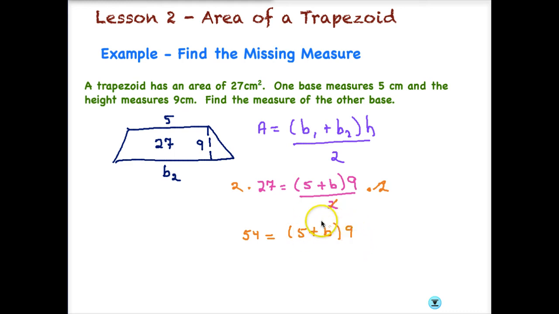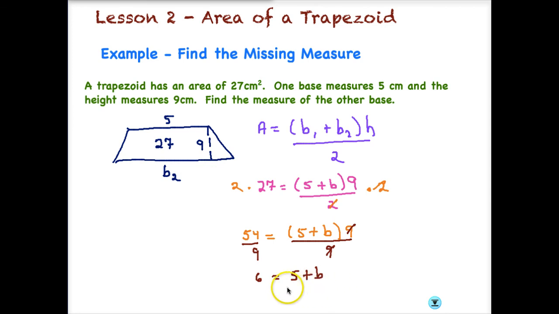Well, I can't do anything with the parentheses because I don't know b. I could distribute the 9 into the parentheses, and that's certainly one way to do this. But I find it easier just to get rid of everything around the parentheses. So now I'm going to get rid of the 9 by dividing both sides by 9. 54 divided by 9 is just 6. And then on this side, 9 divided by 9 again goes away. That turns into 1. So now I'm just left with 5 plus b.